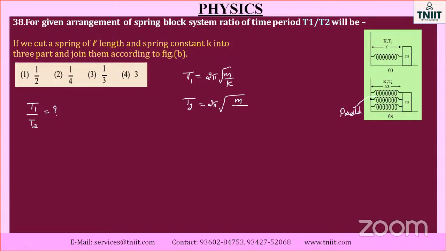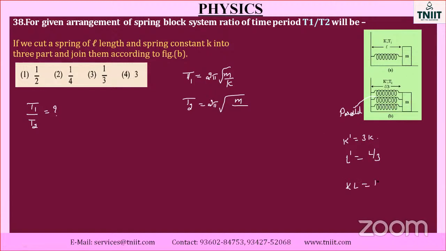So the spring constants are in parallel, so the k dash value will become 3 times of k. But the length also becomes L by 3. Now you know that it is applied with the same mass, so the force will be the same.